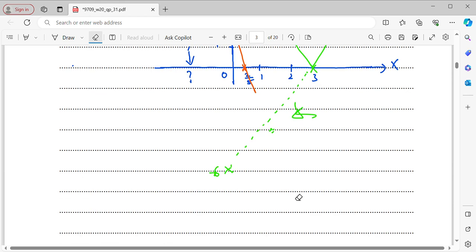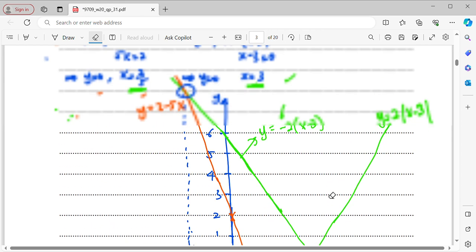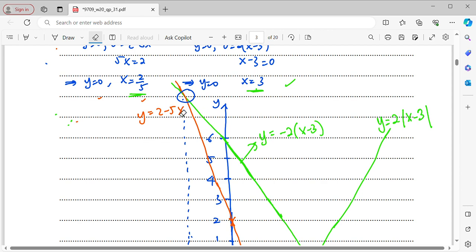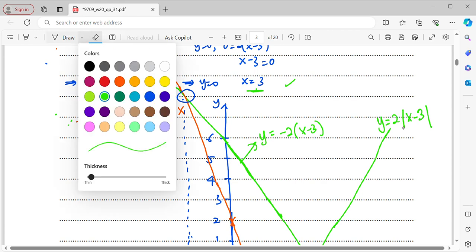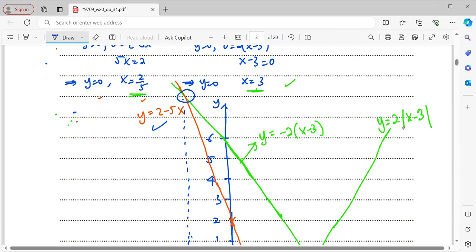So for my working, I'm going to erase this dotted line, because I'm not showing the y-axis up to negative values. Now I need to find the intersection points, which is our question mark. It will be done by solving y equals 2 minus 5x and y equals negative 2 times x minus 3. So I have to solve these two simultaneous equations.